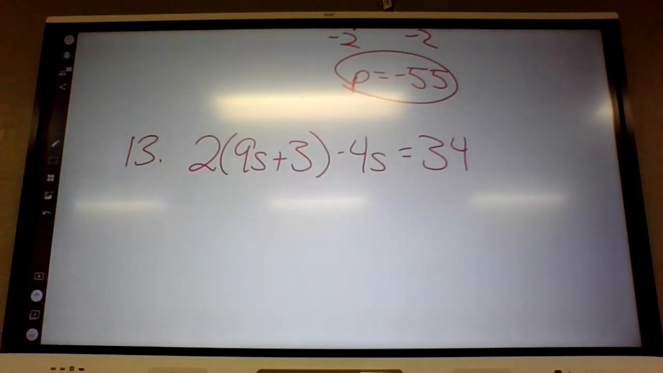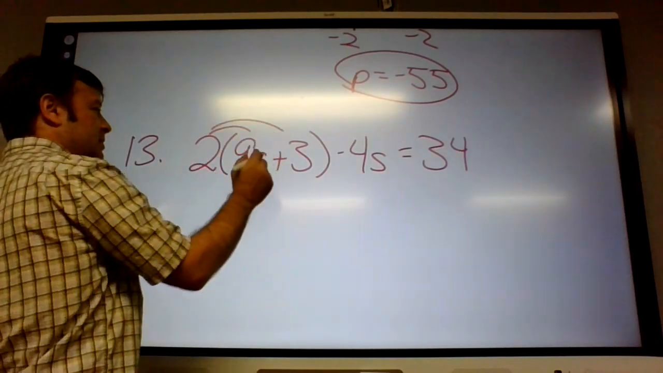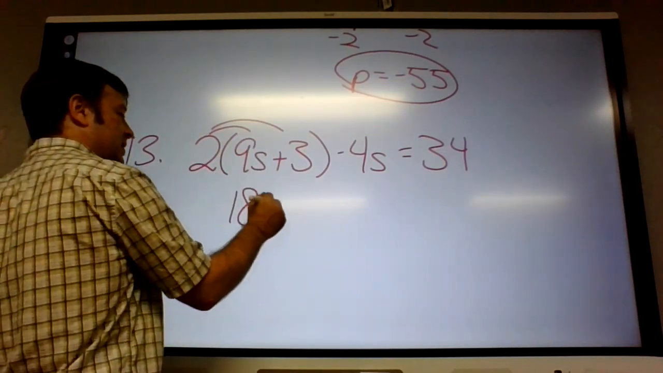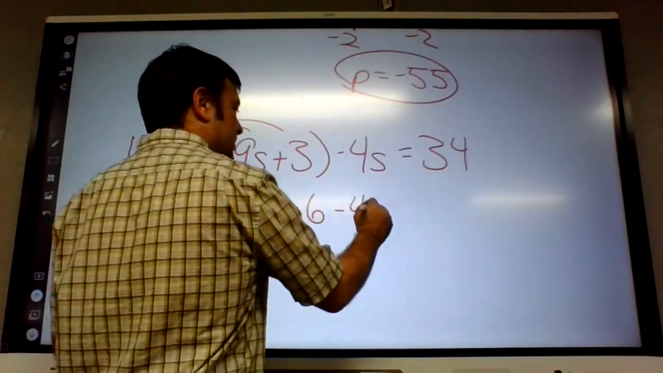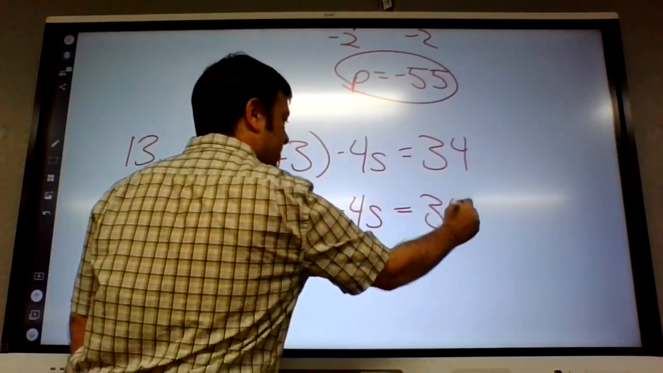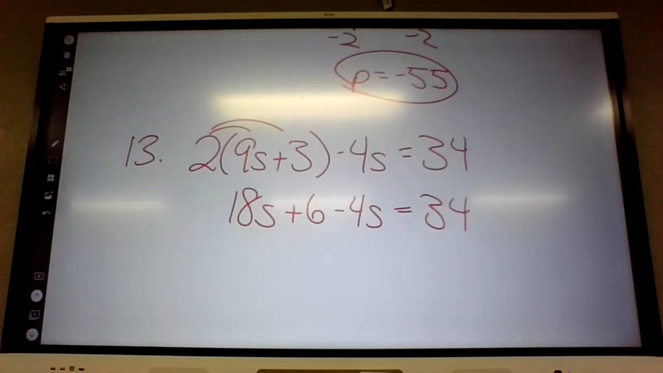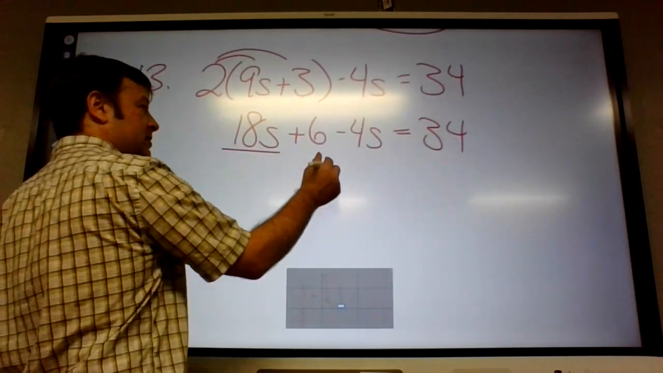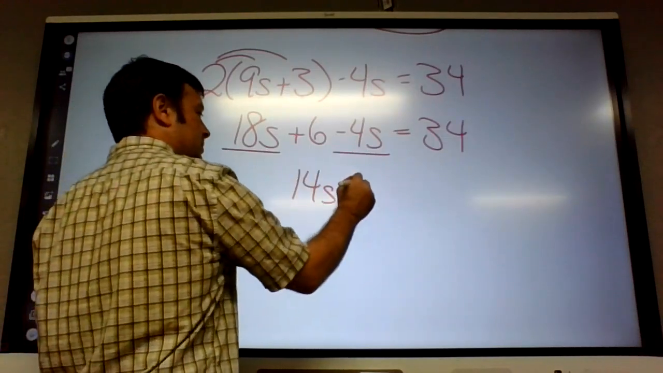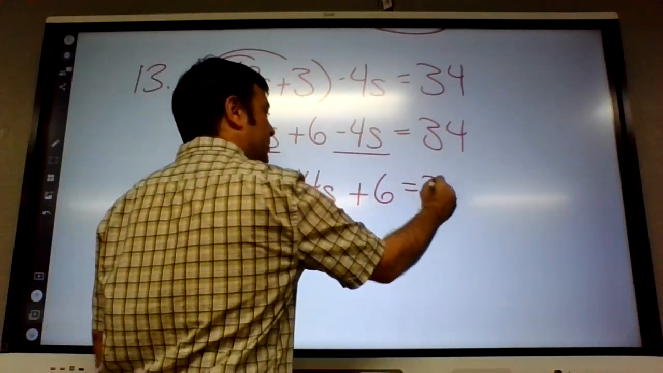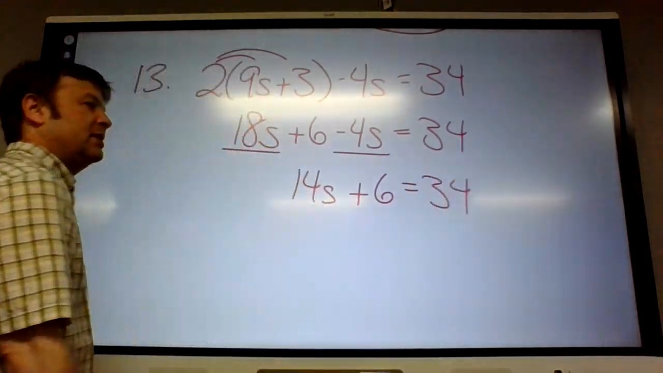All right, Luke, what should we do first on this one? Times 2 by 9s and by 3. Right. So 2 times 9s, 18s, 2 times 3. That's still there. That's still there. And then combine 18s and 4s. 18s minus 4s. Okay, and now, a couple steps later, it looks like yesterday's.